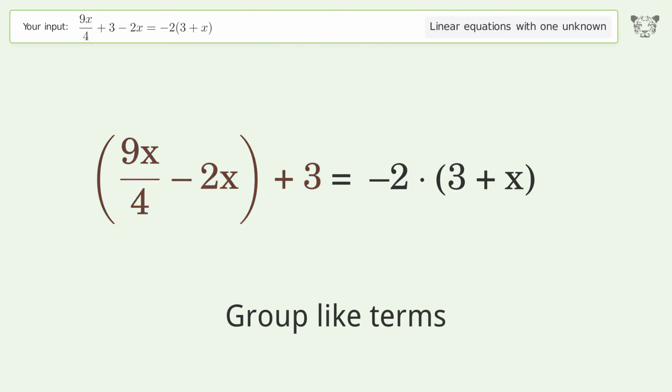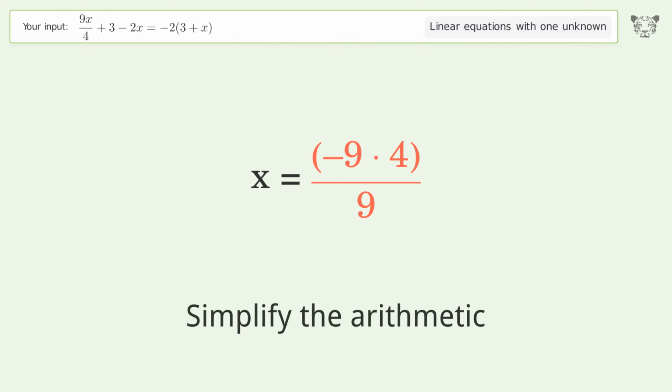Isolate the x. Multiply both sides by inverse fraction 4/9. Group like terms. Multiply the coefficients. Simplify the fraction. Multiply the fractions. Simplify the arithmetic.